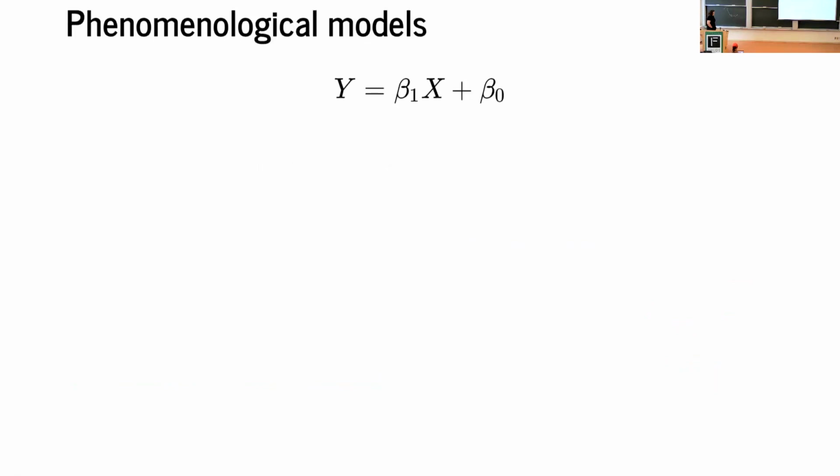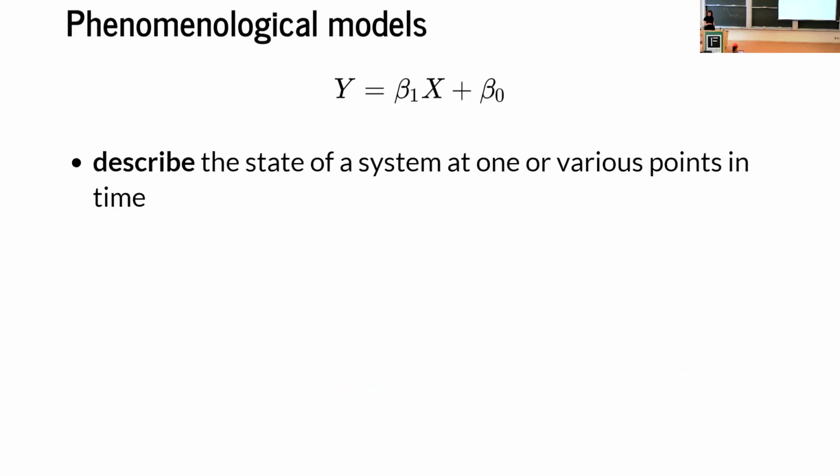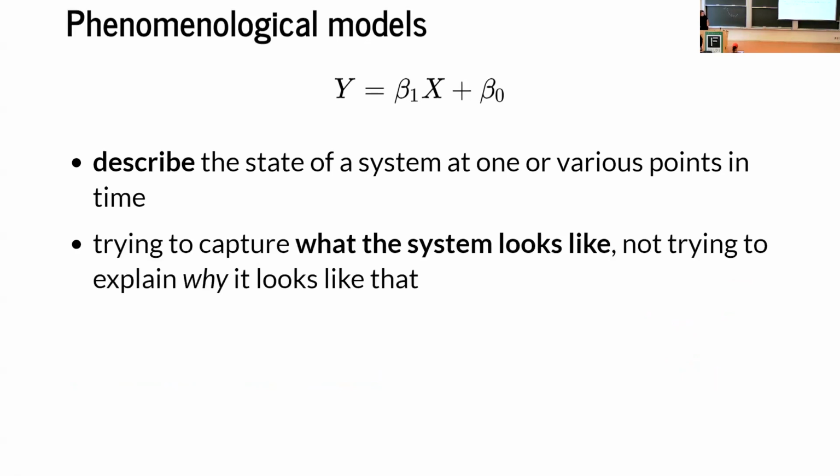So phenomenological models, one very famous example is linear regression, right? It's a relationship that describes a correlation, not necessarily a causation, right? These describe the state of a system at one or various points in time, but the key word here is descriptive, right? We're describing, we're not necessarily understanding why the system is that way. We're also trying to capture what the system looks like and not why it looks that way. I'm telling the future in my own lecture here.